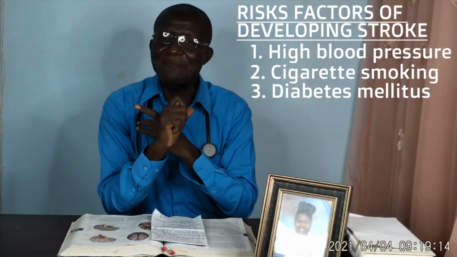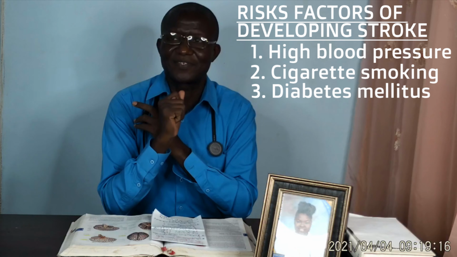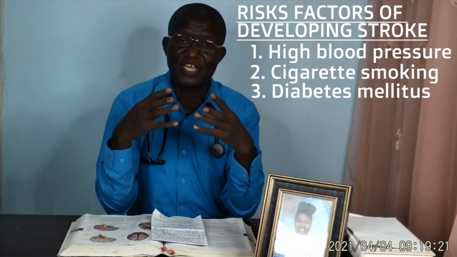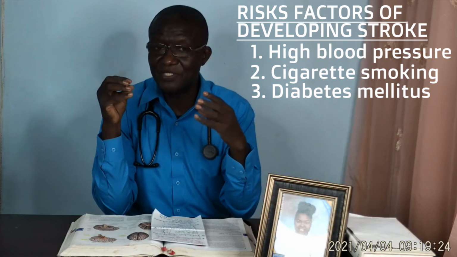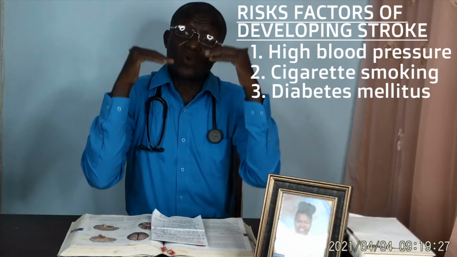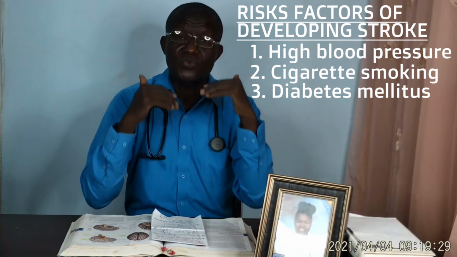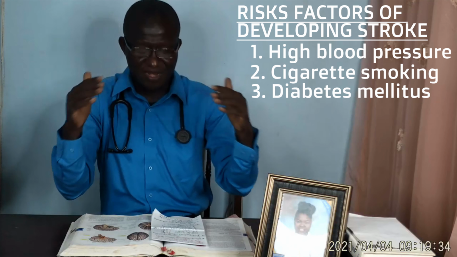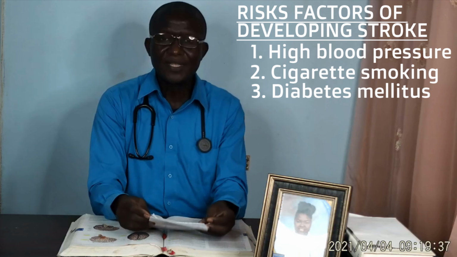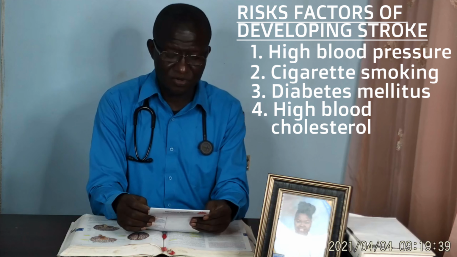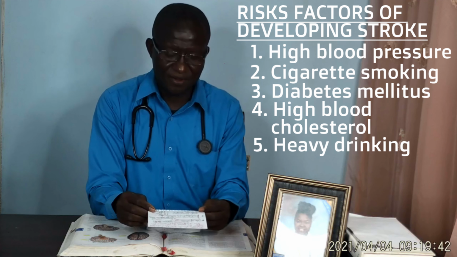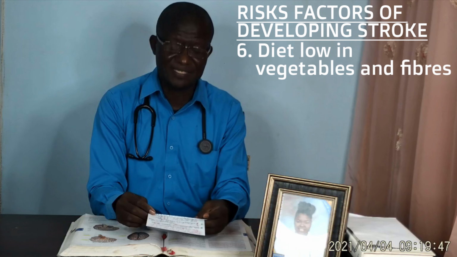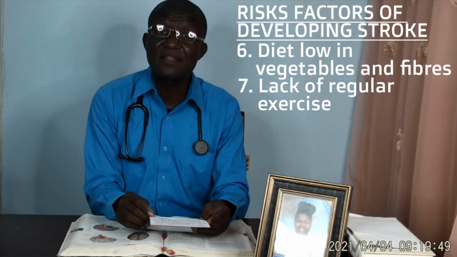And then diabetes mellitus. The fact that you are diabetic, you stand a higher chance to develop a stroke than a person who is not. But if your sugar is always under control, your weight under control, you diet, you exercise, you are just like anybody else. High blood cholesterol is another risk. Heavy drinking, another risk. Diet low in vegetables and fibers, another risk. Lack of regular exercise.